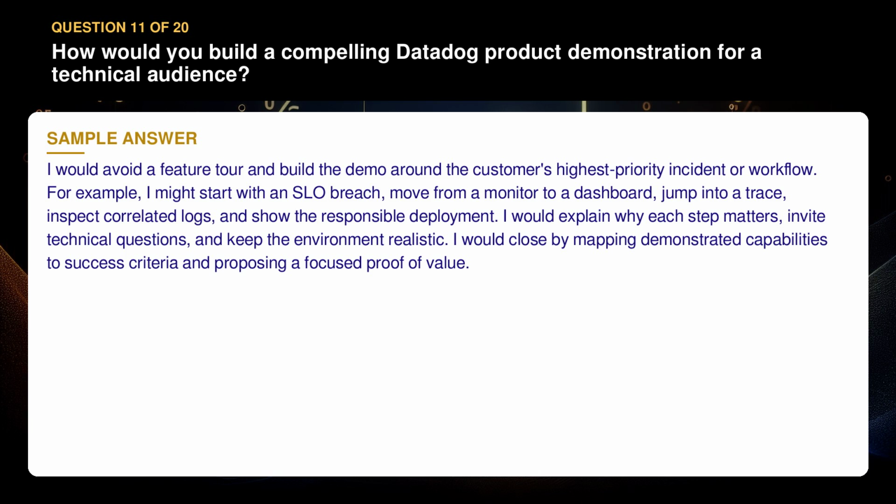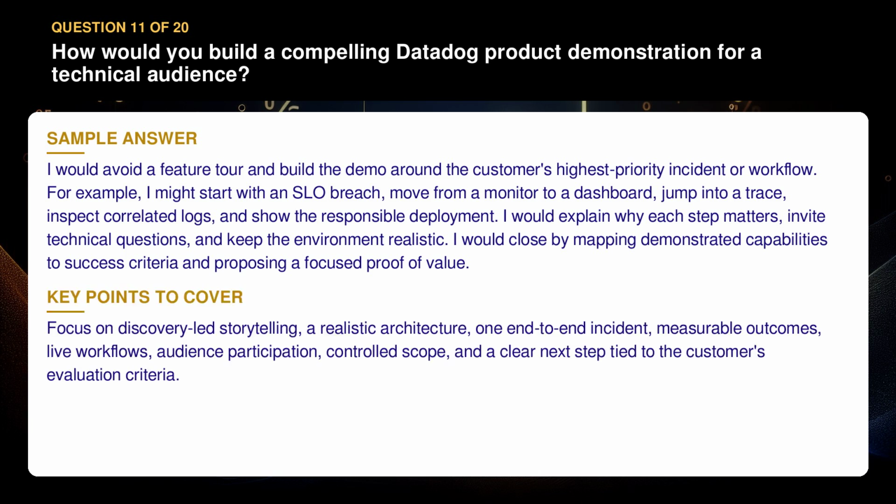I would explain why each step matters, invite technical questions, and keep the environment realistic. I would close by mapping demonstrated capabilities to success criteria and proposing a focused proof of value. Focus on discovery-led storytelling, a realistic architecture, one end-to-end incident, measurable outcomes, live workflows, audience participation, controlled scope, and a clear next step tied to the customer's evaluation criteria.